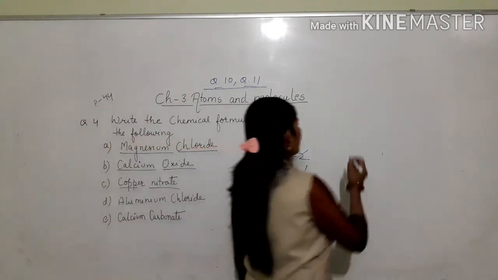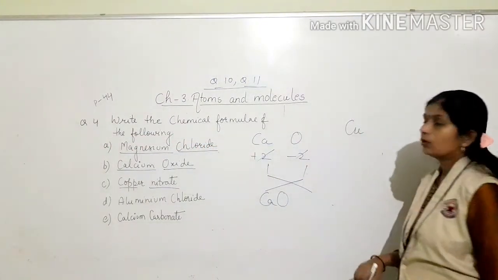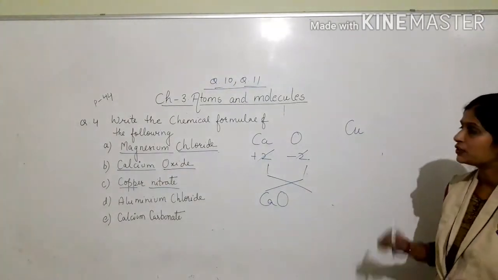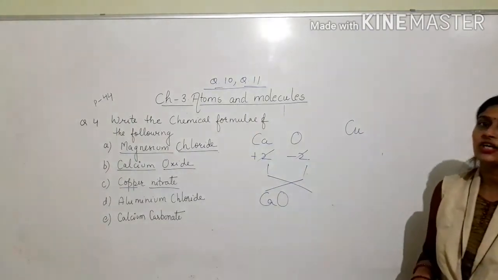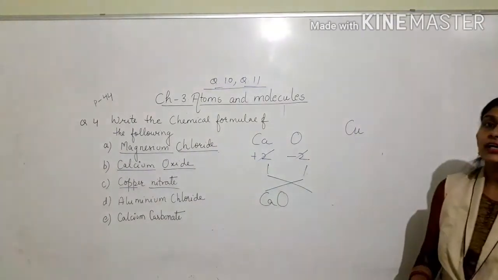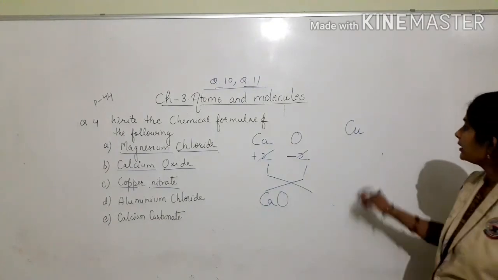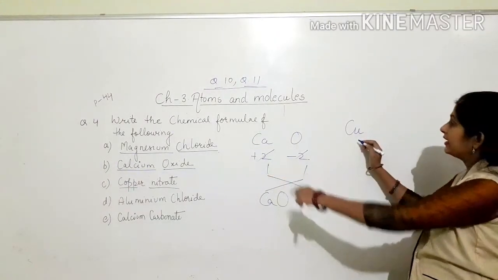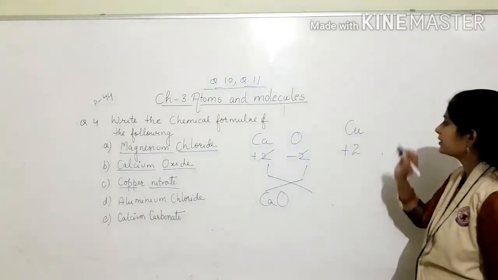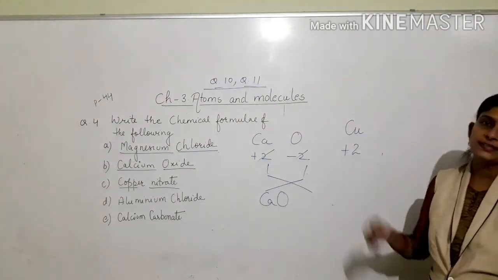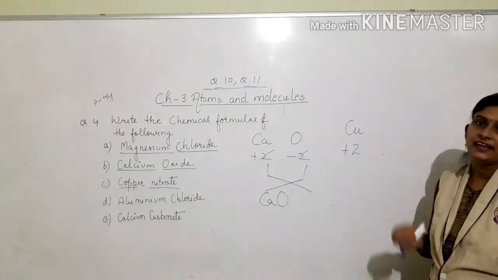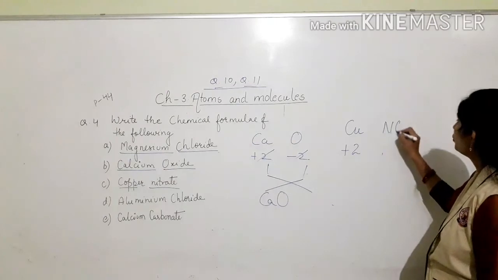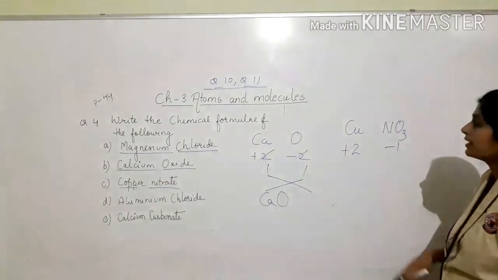Okay, now next C part, copper nitrate. So it has copper ion Cu. Now there are two types of copper ions. Copper first having charge +1, copper second having charge +2. Here we take copper second, Cu having charge +2, because most of the salts contain copper second ion. So Cu +2. Nitrate ion NO3 having charge -1.